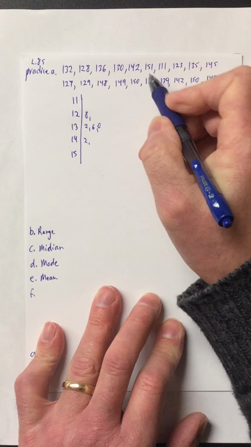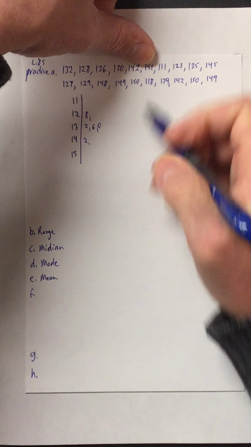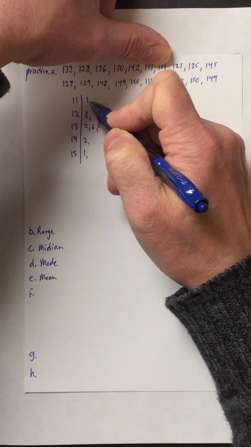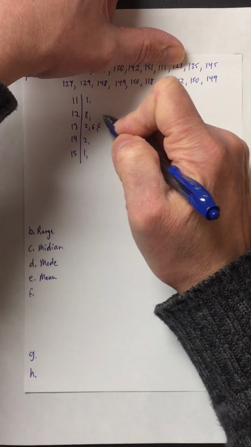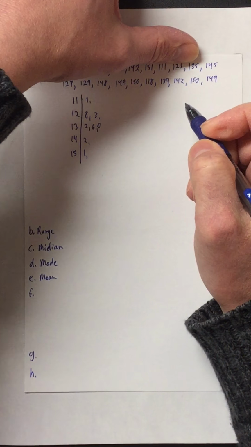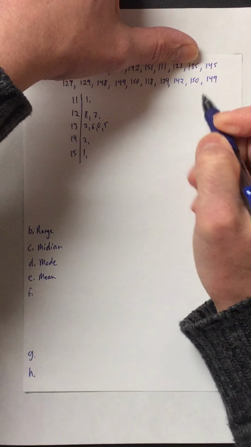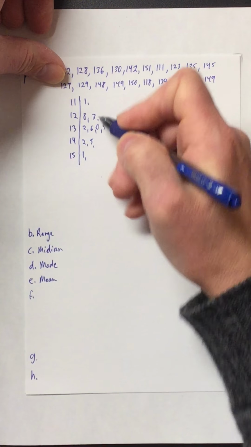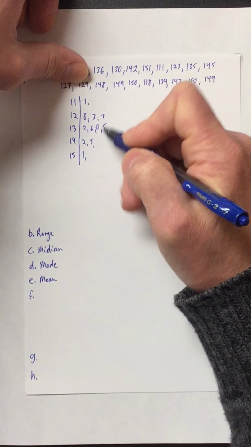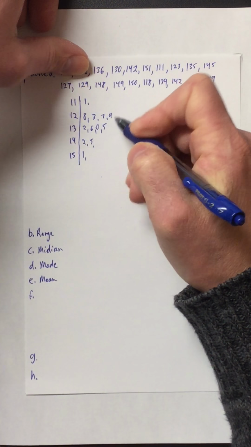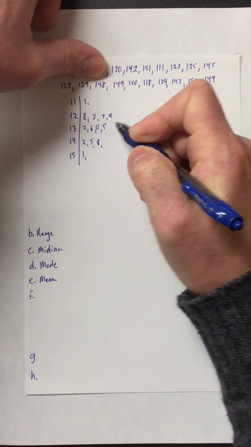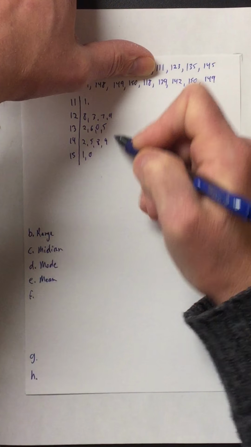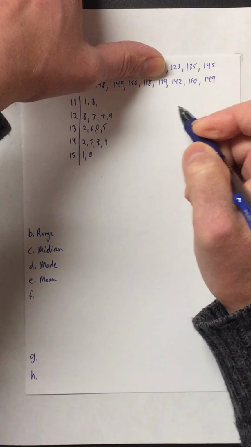14 and a 2. 15 and a 1. 11 and a 1. 12 and a 3. 13 and a 5. 14 and a 5. 12 and a 7. 12 and a 9. 14 and an 8. 14 and a 9. 15 and a 0. 11 and an 8.